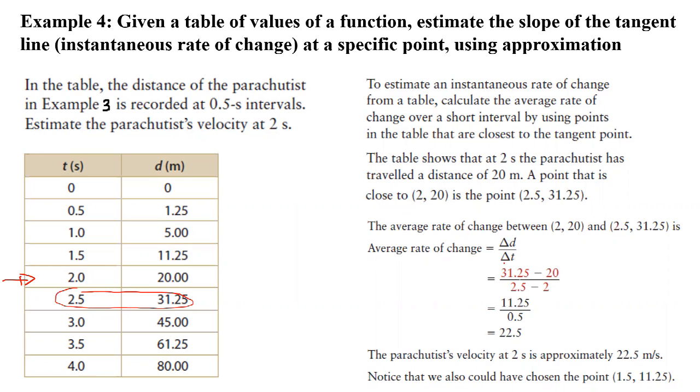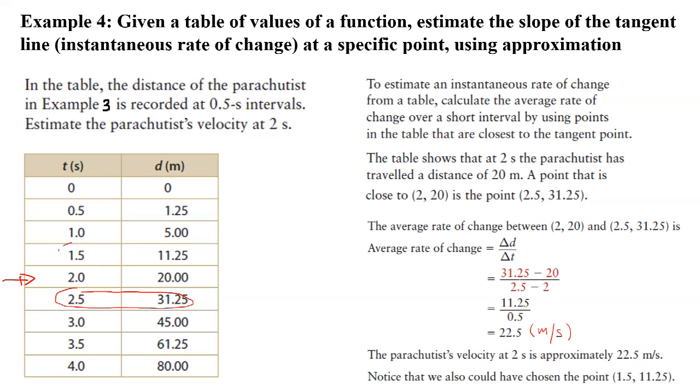Delta d is, according to the table, 31.25 minus 20, and delta t is 2.5 minus 2, which is 11.25 over 0.5, which is 22.5. The unit is meters per second. Therefore, the parachutist's velocity at 2 seconds is approximately 22.5 meters per second, right?